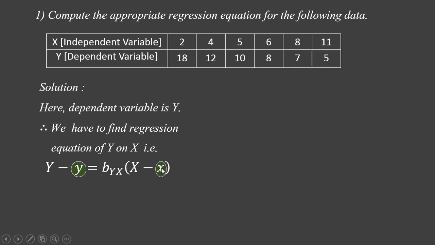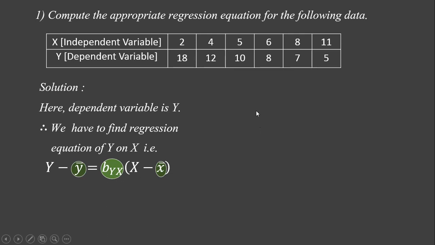Then the value of x bar. Here values of x are given. We add all these values and divide by 6, we can find x bar. Now we have to find the third thing, byx. Okay, so if we know these three things, we can write the regression equation.